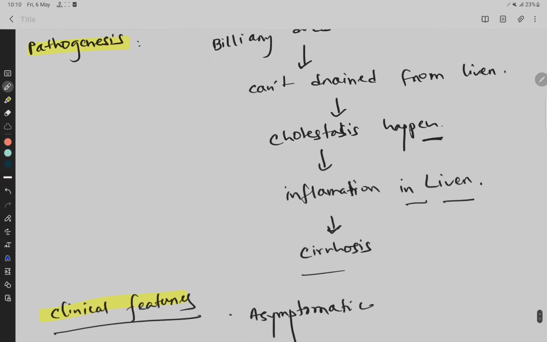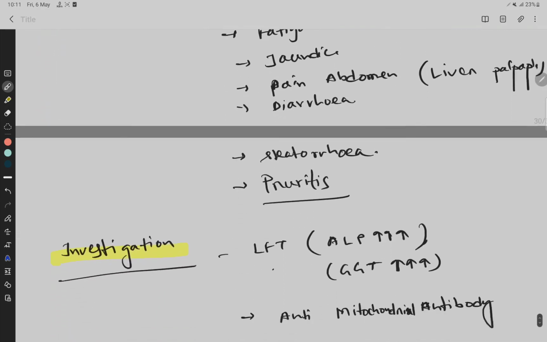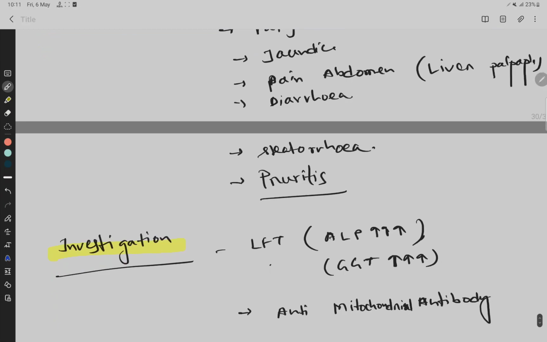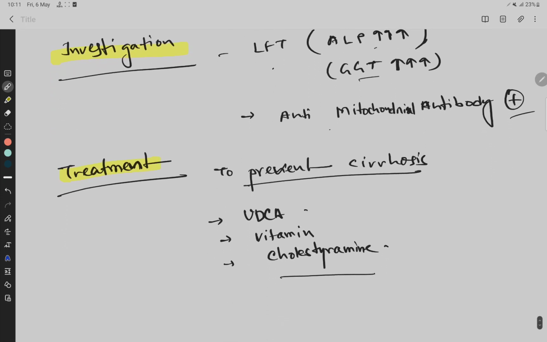So primary biliary cirrhosis clinical features. Most of the patients, about 60%, are asymptomatic. Then fatigue, jaundice, pain abdomen, diarrhea, steatorrhea, and pruritus. Investigations are LFT. In LFT, ALP level is much increased, and GGT, and antimitochondrial antibody is positive. Treatment is to prevent cirrhosis. Ursodeoxycholic acid and multivitamins can be given. And if pruritus and other features are seen, then cholestyramine is given.